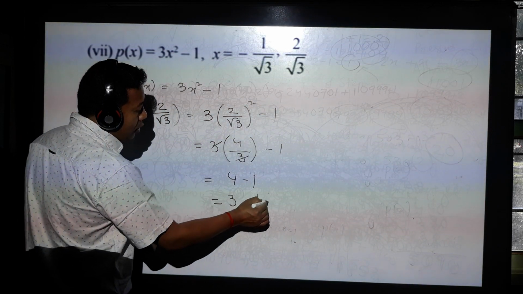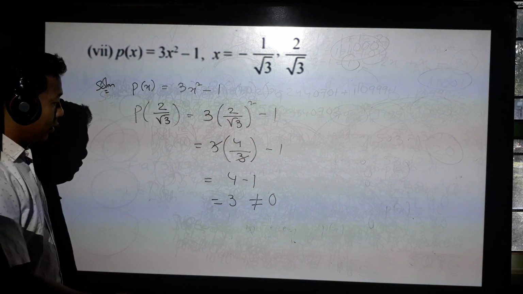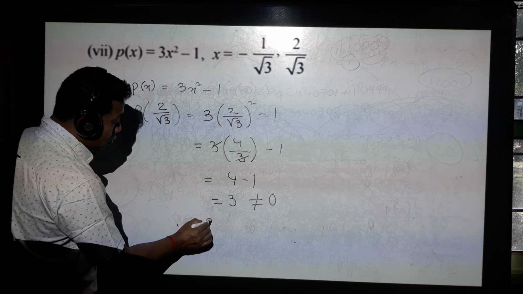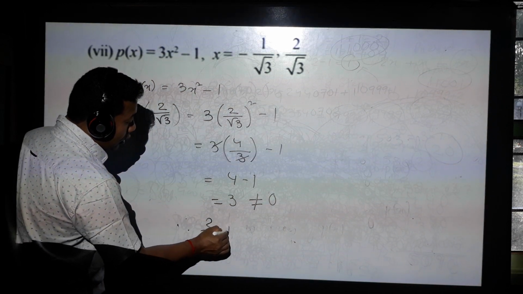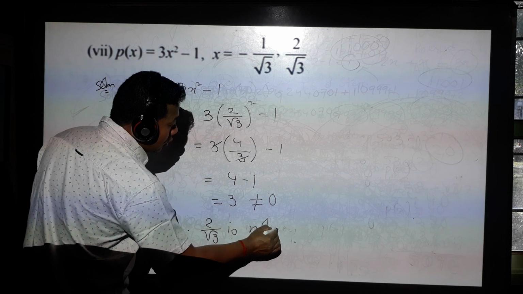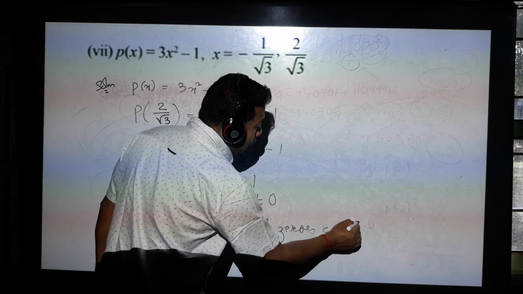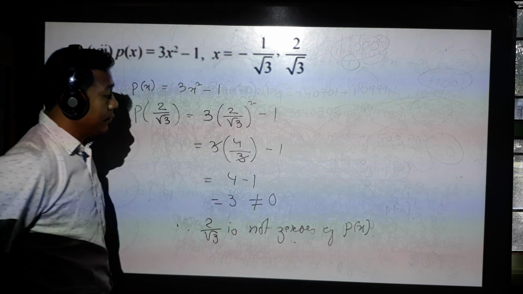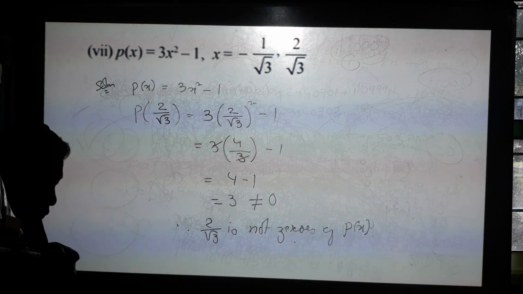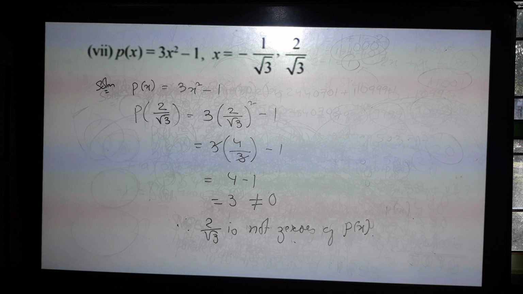And this is not equal to 0. Therefore, 2 by root 3 is not a zero of p of x. I hope you understand. Okay, let's do the next.